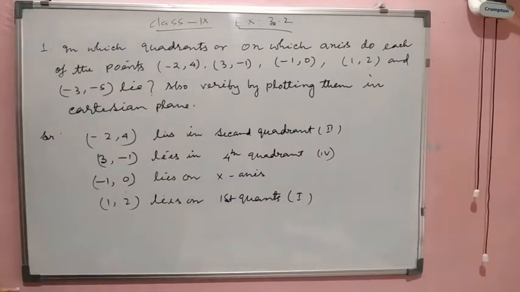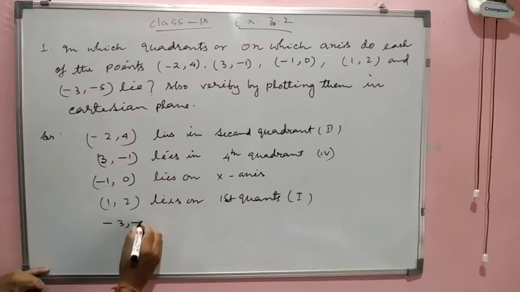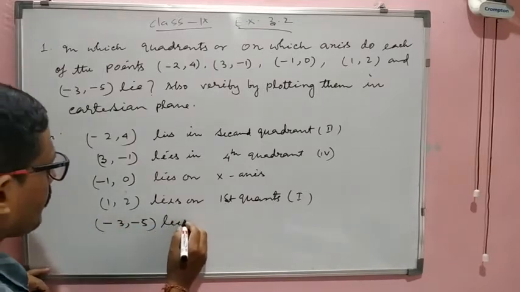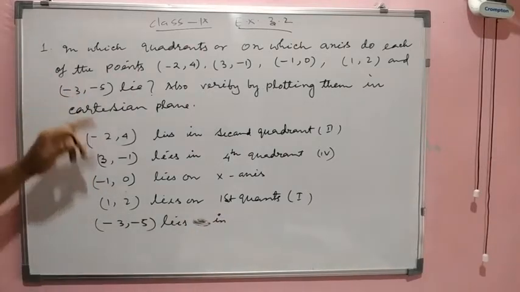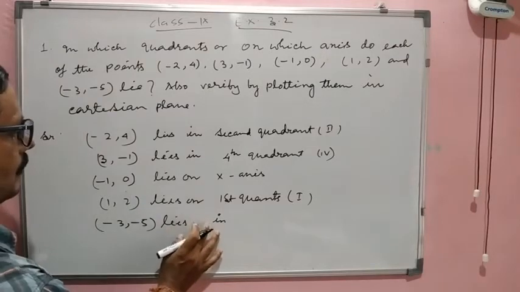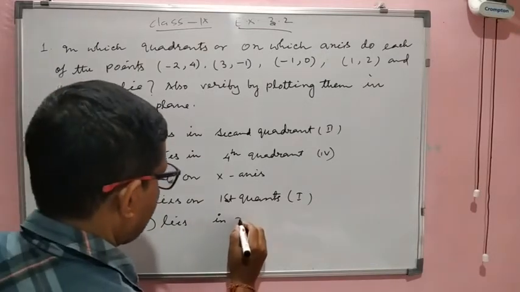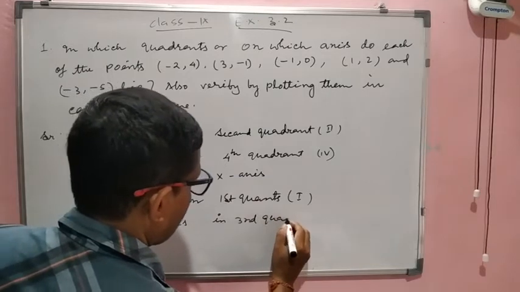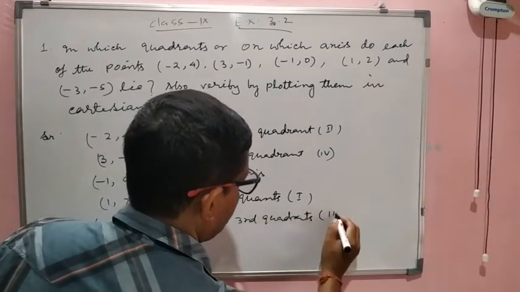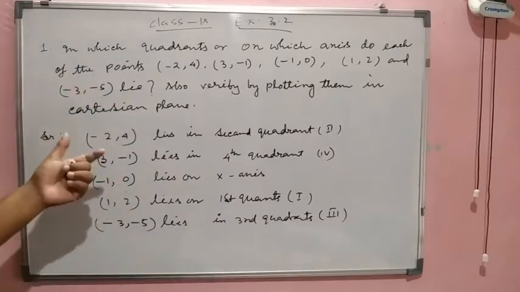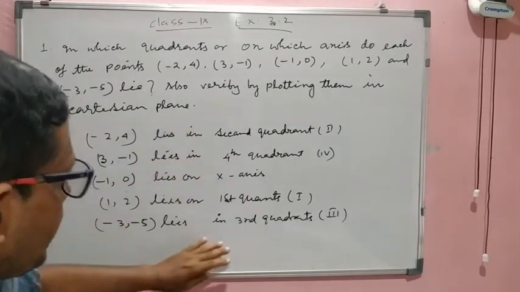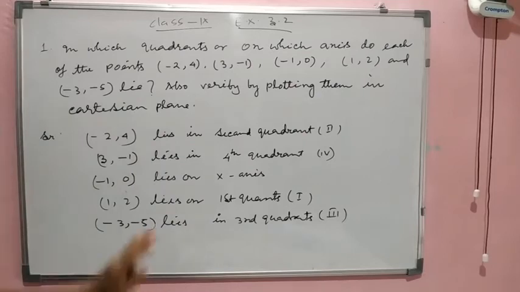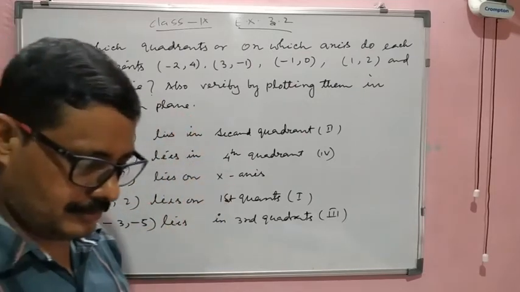Then (-3, -5) lies in the third quadrant. Quadrant number 3. So now you will plot all these points in the Cartesian plane, and then verify whether whatever we have written here is correct or not. This part you will try yourself at home.